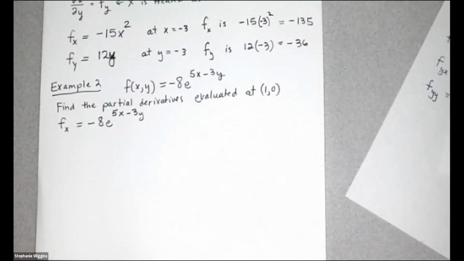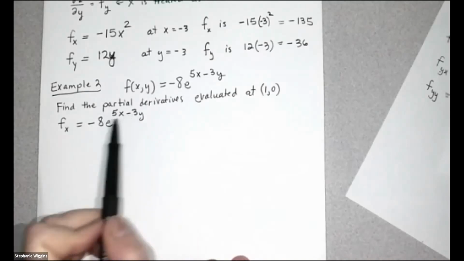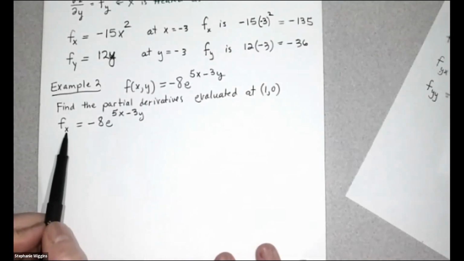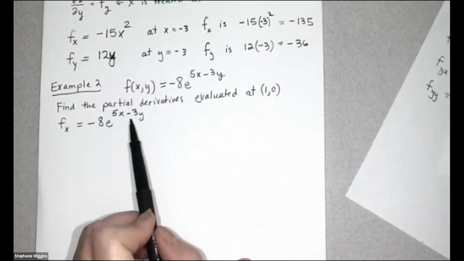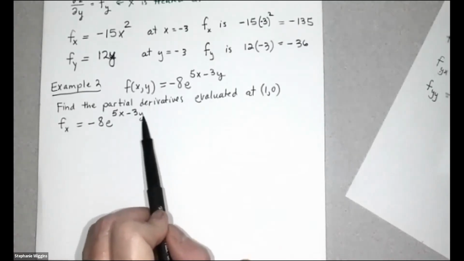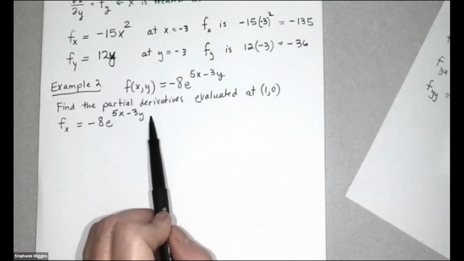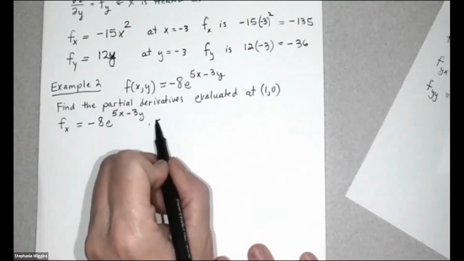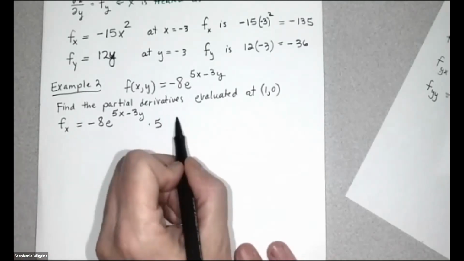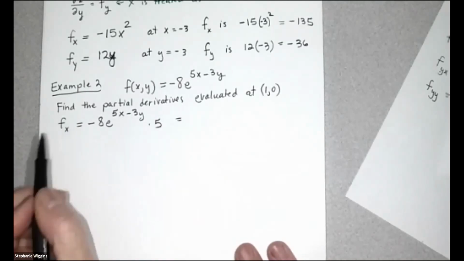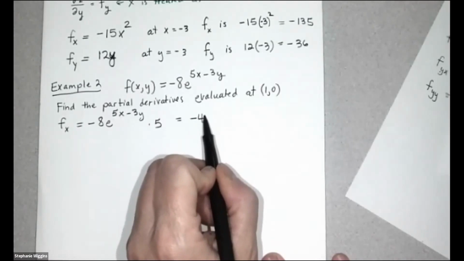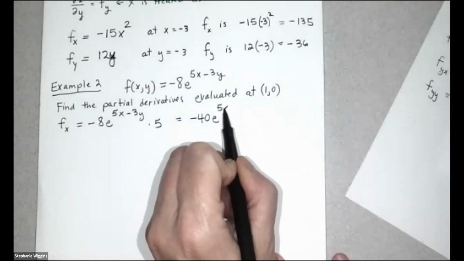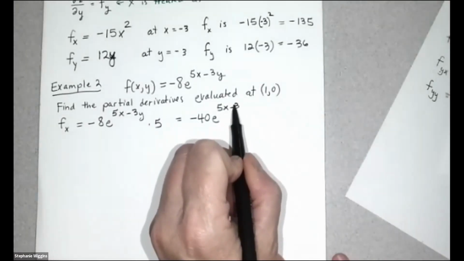And then the third step, remember, was to multiply by the derivative of the exponent. That's applying the chain rule. So the derivative of this with respect to x means that we hold y constant. The derivative of negative 3y is going to be 0 when you're differentiating with respect to x. And the derivative of 5x is just going to be plain old 5. So my first derivative with respect to x is going to be negative 40e to the 5x minus 3y.